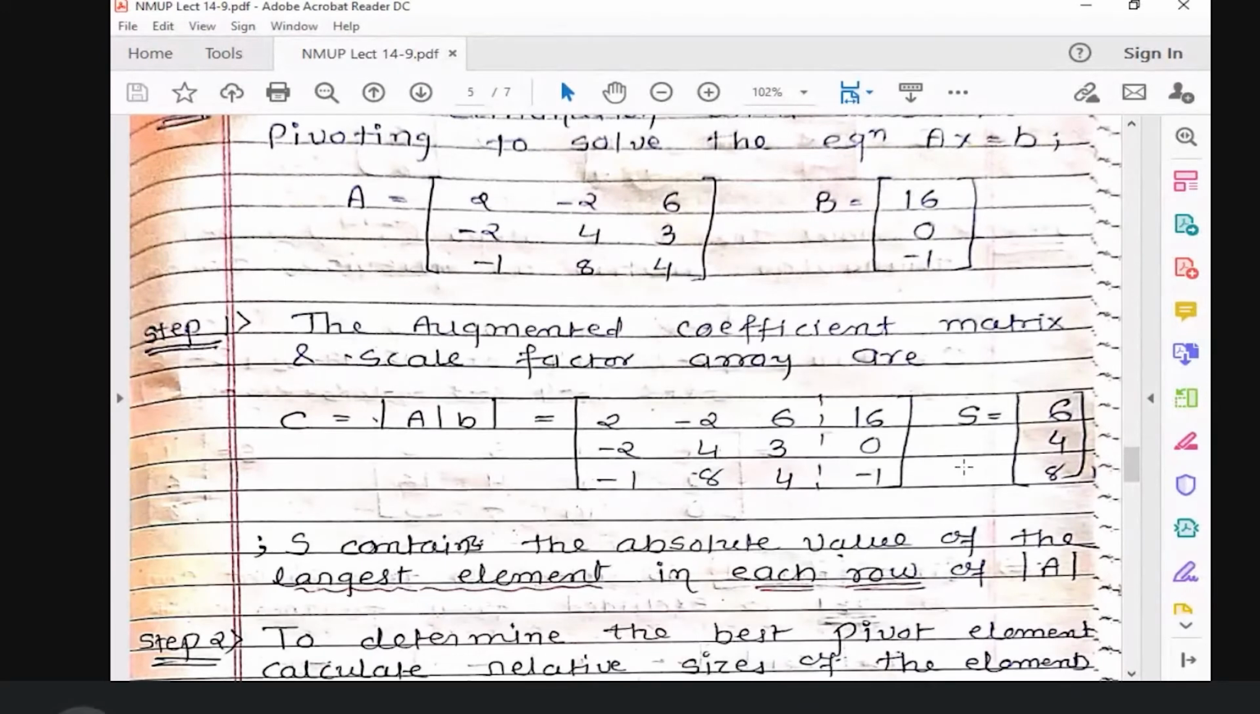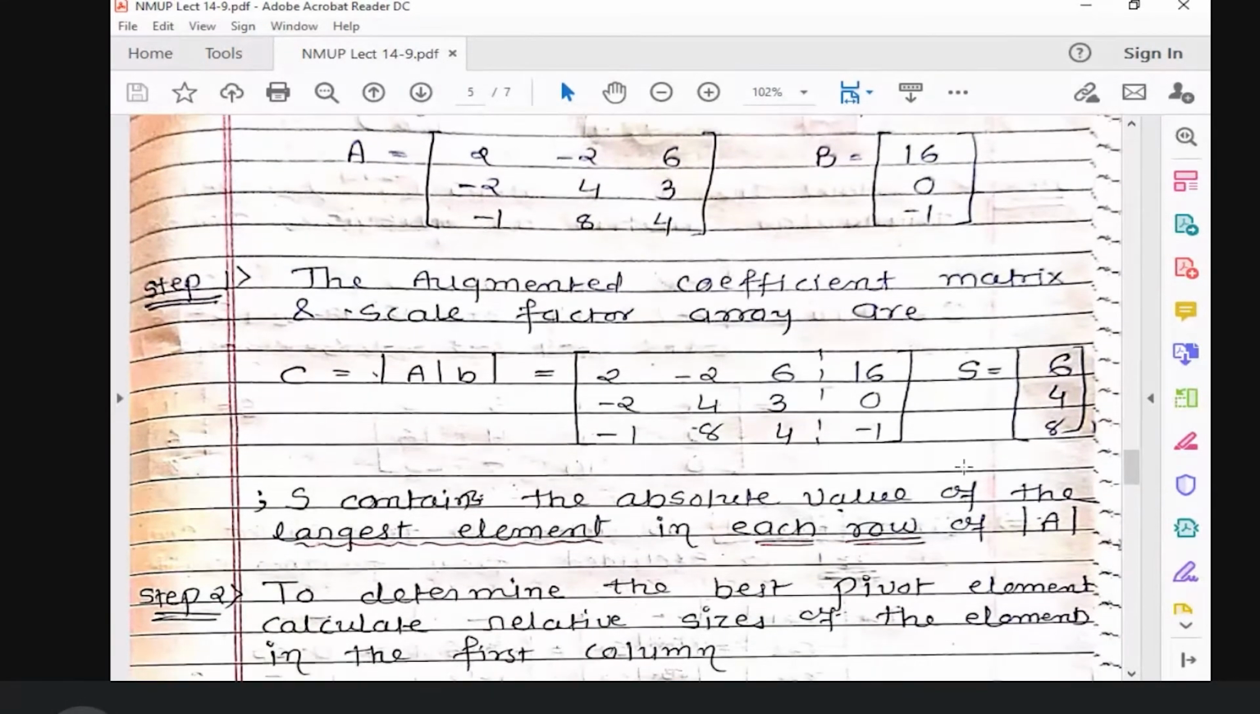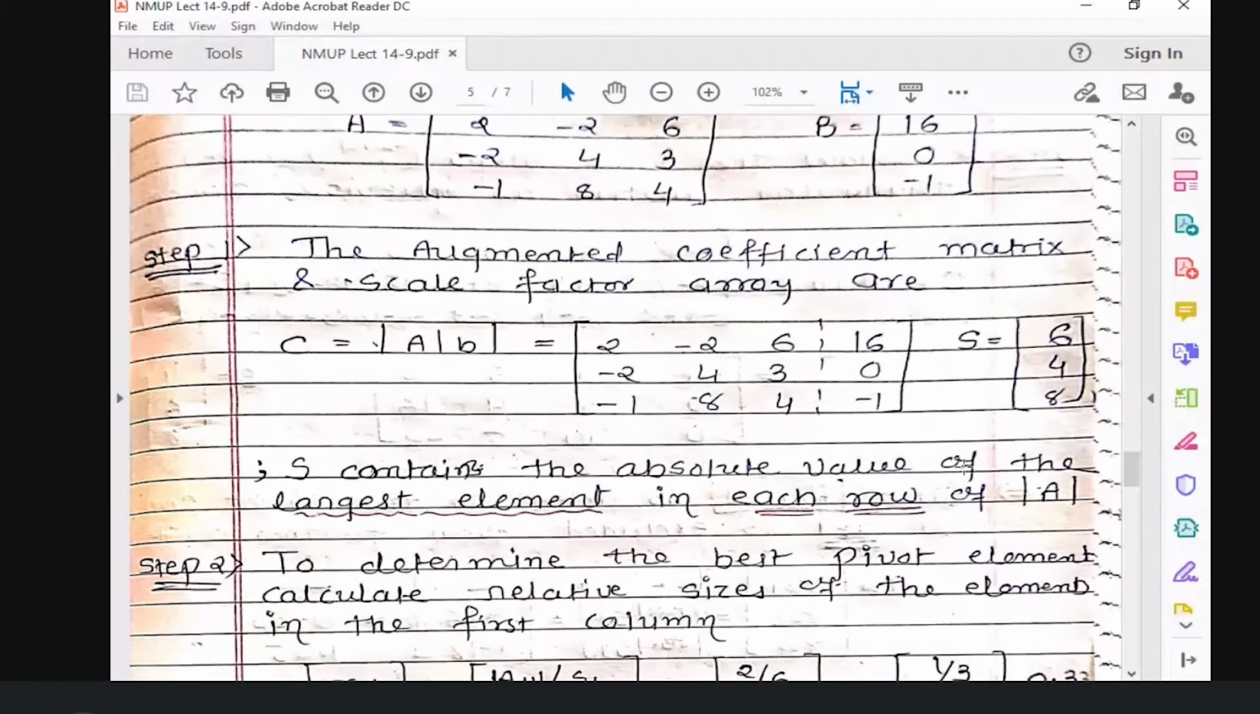In the second row, which one is the largest one? 4, that you have to write down in the second row. And in the third row, which value is the largest one? 8, that you have to write down in the third row. Like in this way, we'll make this scale row factor matrix S. So S contains what? The absolute value of the largest element in each row of A. I have written each and everything in the easiest way.